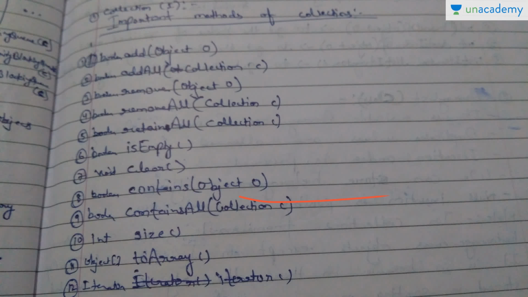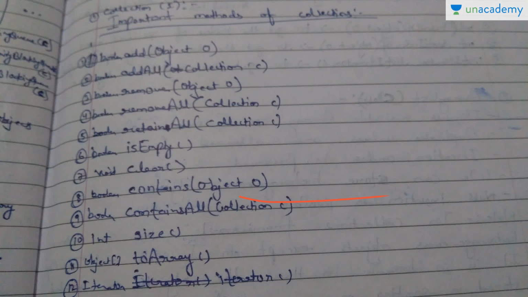The next one is boolean addAll(Collection c). This is used to insert the specified collection's elements into the invoking collection, and its return type is also boolean. Next is public boolean remove(Object element). Boolean is the return type for this, and it is used to delete an element from this collection.